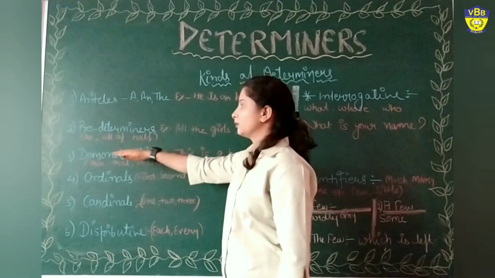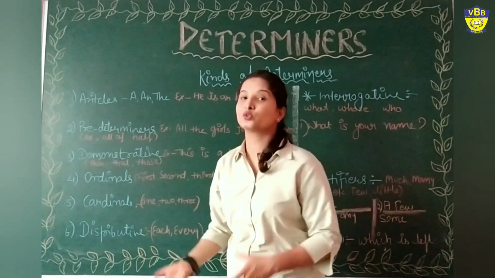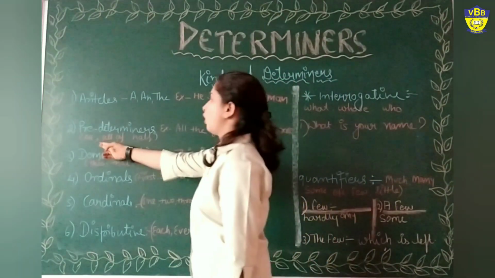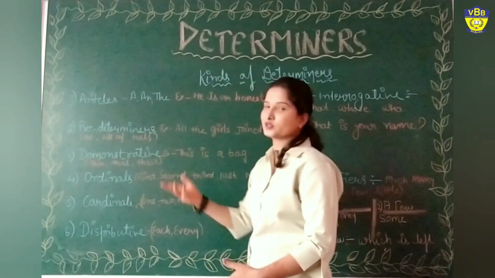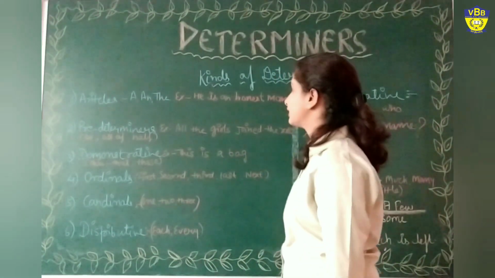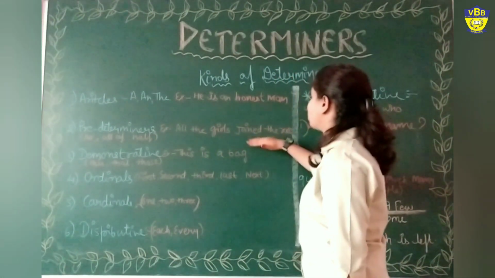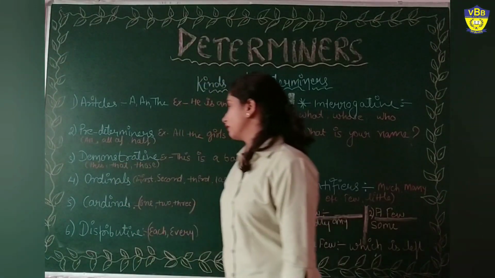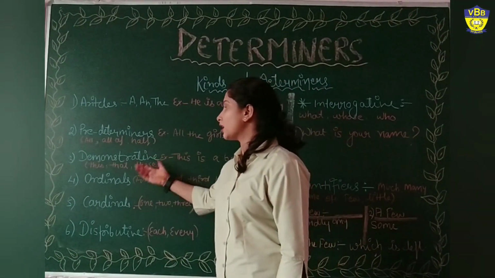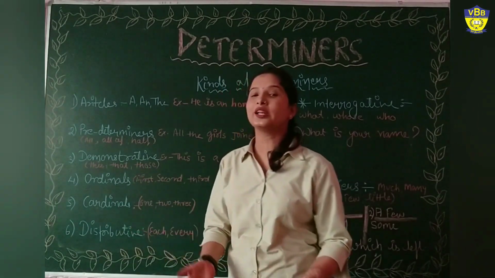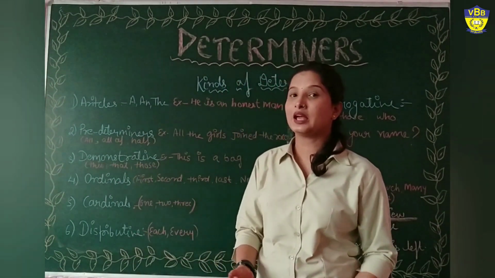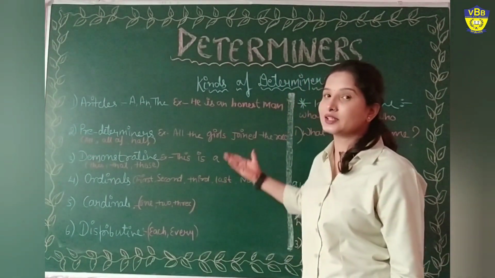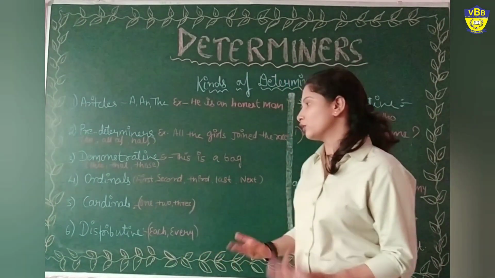Okay, now predeterminers. Predeterminers are used just before determiners. For example, all of, half, etc. One example is: all of the girls join the race. Here all is a predeterminer. Demonstrative determiners are the words which are used for pointing out something. For example, that is a book, this is a board, that is your pen, and so on.